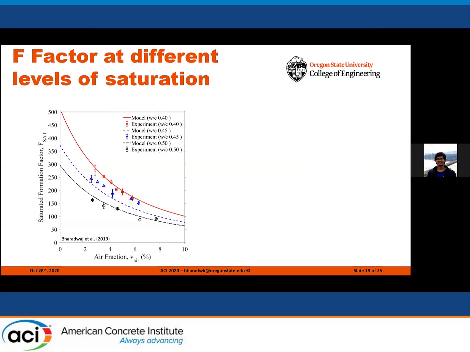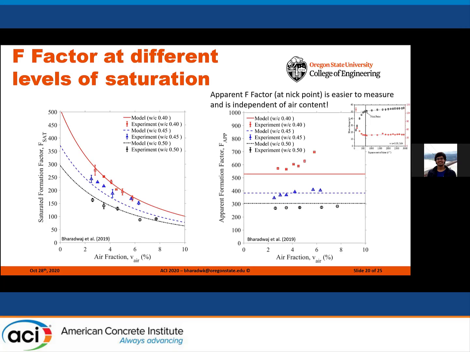The plot I've shown on the screen shows the formation factor of concretes made with three different water to cement ratios at varying air contents. The air content is on the x-axis and the formation factor is on the y-axis. And it's clear that the volume of air voids has a significant impact on the saturated formation factor. So again, the plot on the screen is the saturated formation factor.